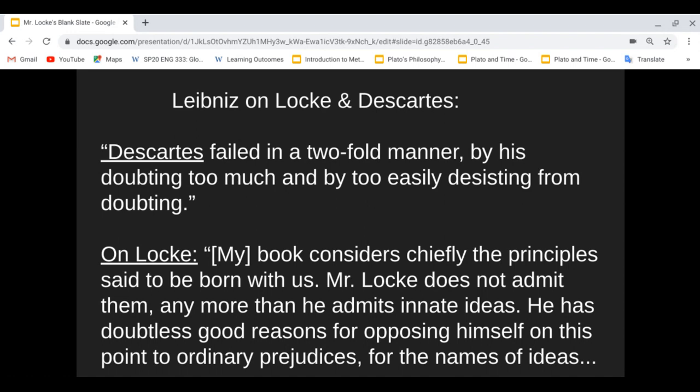So Leibniz's criticisms of Locke's doctrine of the blank slate also come with criticisms of Descartes, both of which are going to be embraced by Kant. And what Leibniz is going to say on Locke: "My book considers chiefly the principles said to be born with us. Mr. Locke does not admit them any more than he admits innate ideas. He has doubtless good reasons for opposing himself on this point to ordinary prejudices." In other words, Leibniz is agreeing that this is such an abused doctrine that Locke is right to be critical of the way it so easily circulates.